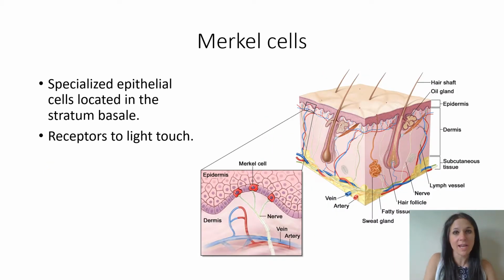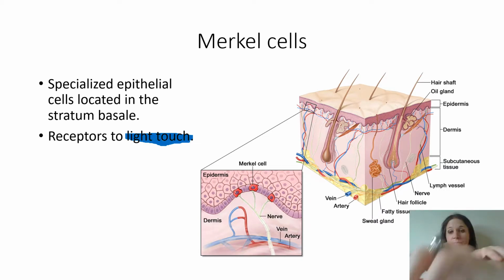Our third unencapsulated receptor is a Merkel cell. Okay, so remember, Merkel cells are one of the 3 cells in stratum basale. We also have keratinocytes and melanocytes, and these are going to detect light touch. Okay, so they're receptors for light touch. So if you gently touch your arm, the Merkel cells are going to be detecting that sensation.